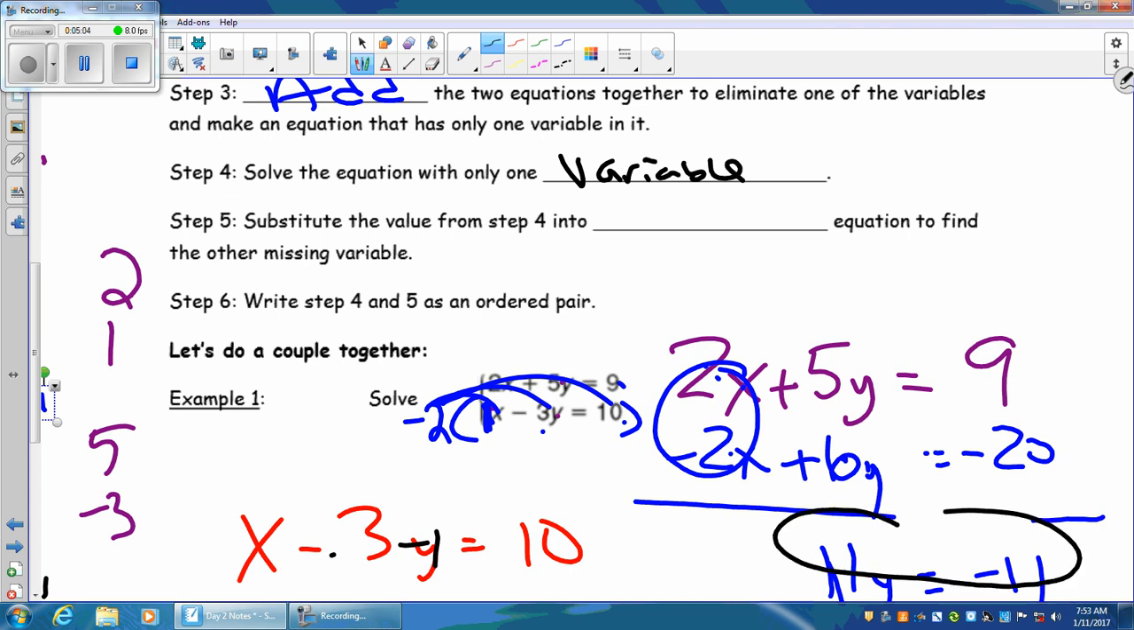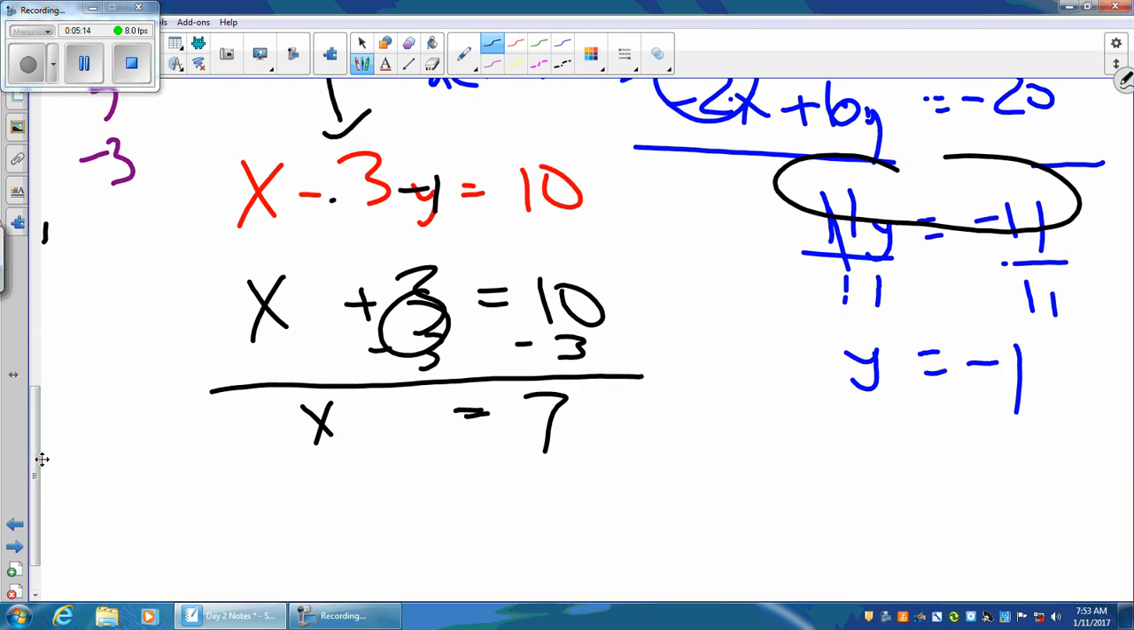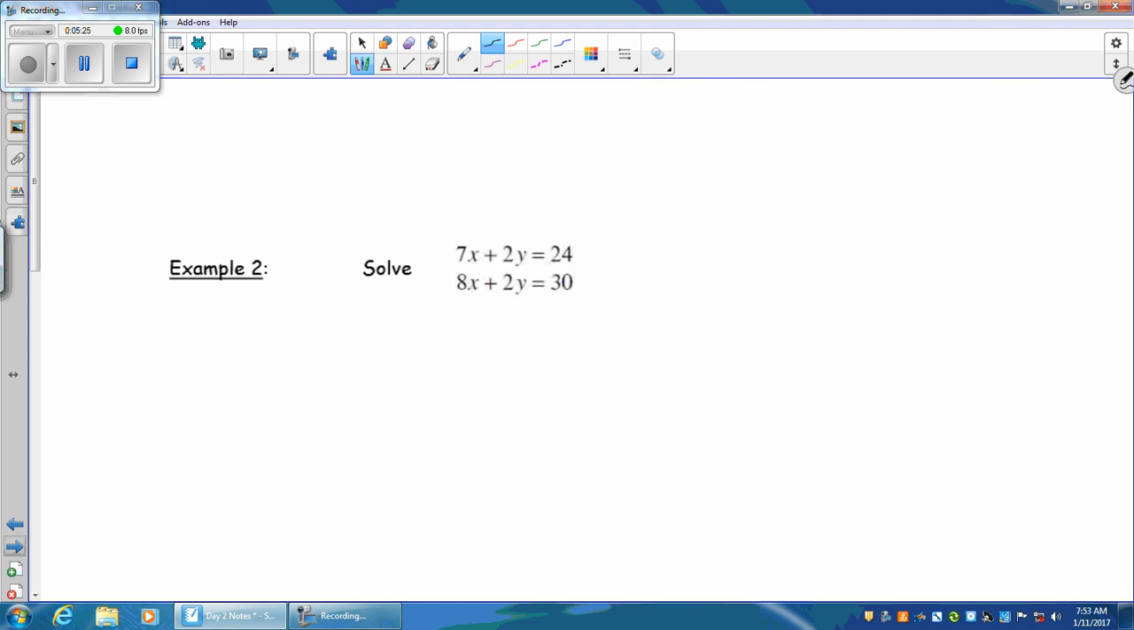Step 5, substitute. We did that right here, into either equation. And then step 6, write it as an ordered pair. I guess we haven't done that yet. So what would my ordered pair be? Would it be -1, 7 or 7, -1? Obviously 7, -1. So I have, I think, 1 or 2 more examples for us to try, and then some for you to do. So would you please flip to the next page?